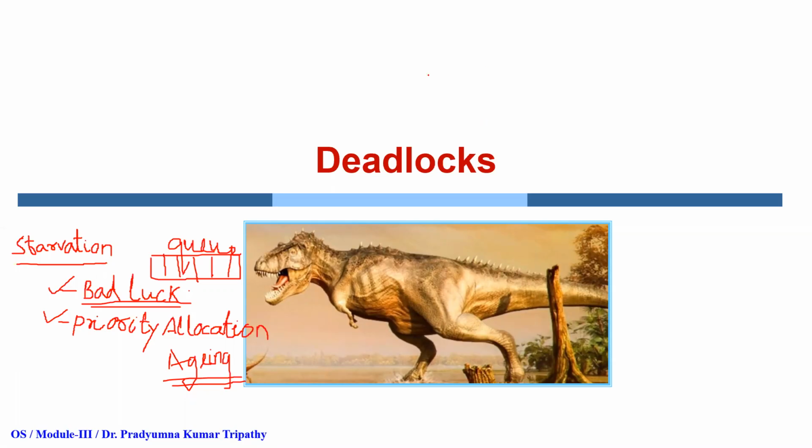So the solution to starvation is there. It may occur due to bad luck, or it may occur due to priority allocation. Bad luck can be avoided by implementing a queue. Priority allocation can be avoided by using the aging technique. The aging technique is continuously, gradually incrementing the priority of the process. You remember these things. Usually the question comes: what is aging, or which technique is used to avoid starvation that occurs due to priority allocation.